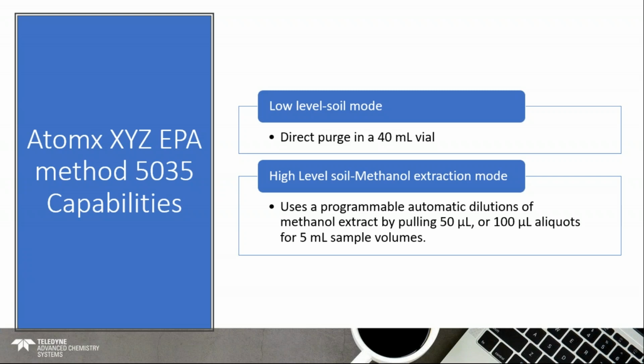For soil samples with a concentration higher than 200 ppb, methanol extraction is required. For this, the Atomic XYZ uses the automatic programmable dilution to extract 50 microliters or 100 microliters and dilute it in a 5 milliliter sample volume of DI water. This technique is known as methanol extraction mode for the Atomic XYZ.